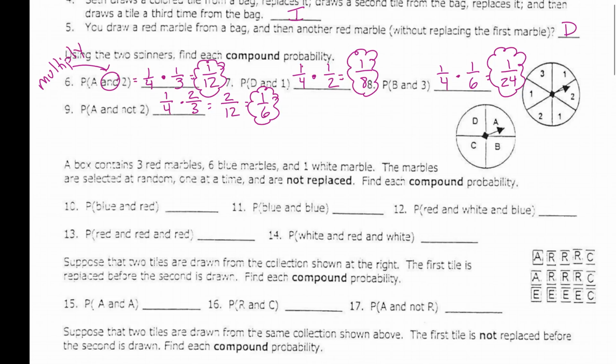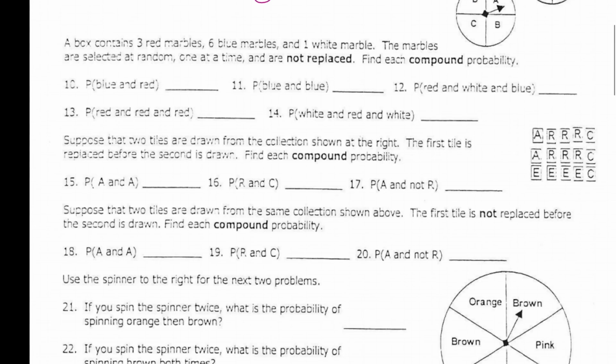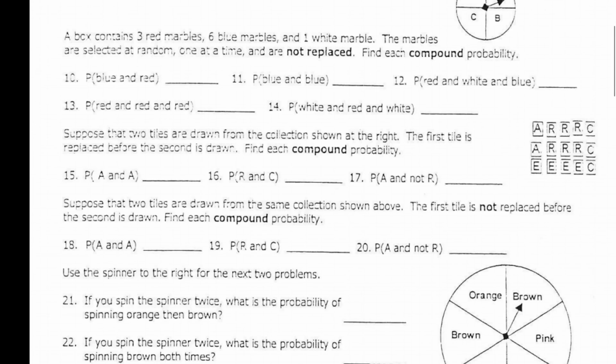I think I want to go over one more, because what is different about this next section? You're not replacing, meaning the total is going to do what? Go down each time, right? So it says a box contains 3 red marbles, 6 blue marbles, and 1 white marble. The marbles are selected at random, one at a time, and are not replaced. So we want to find the probability of first pulling a blue, then a red.